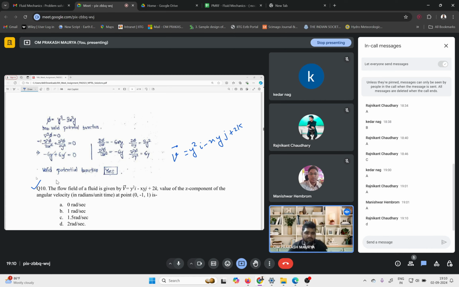Okay, Rajnikant is telling option D. Good. Other students, please also try to give your answer.